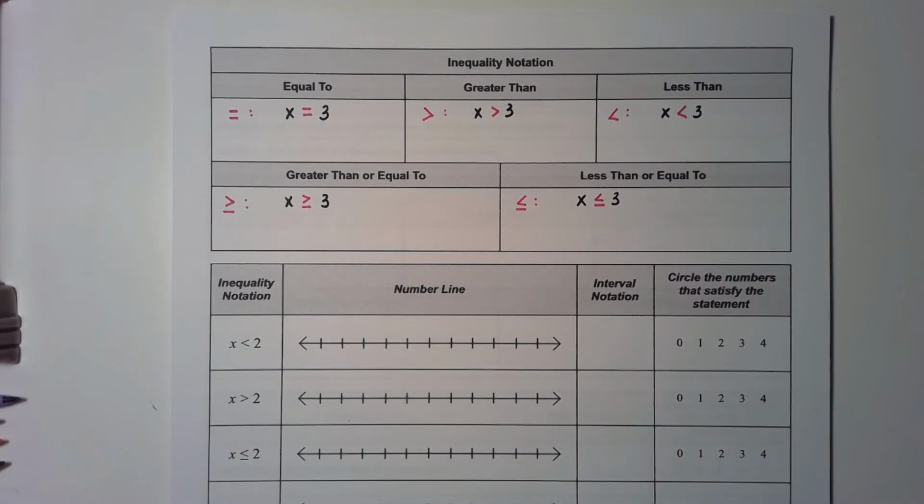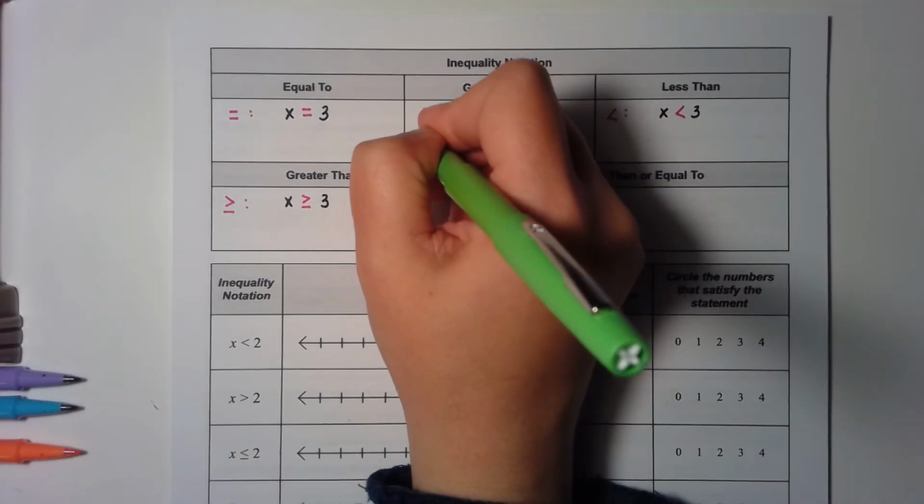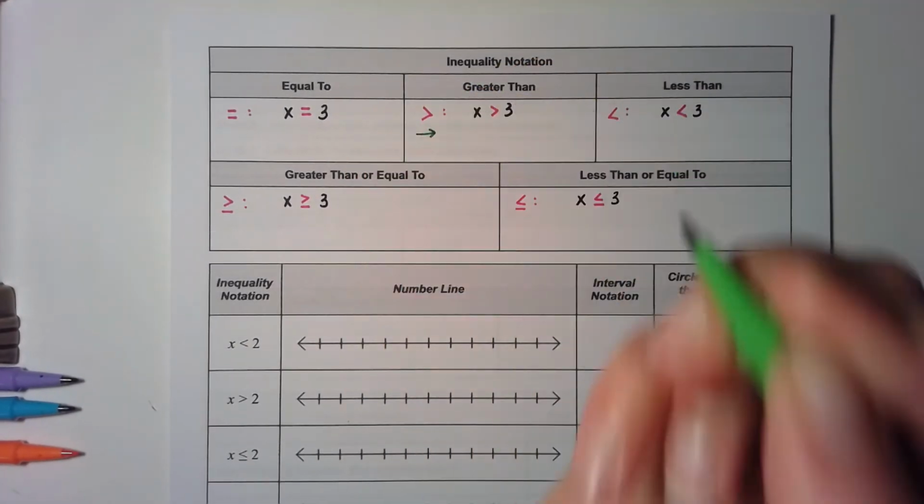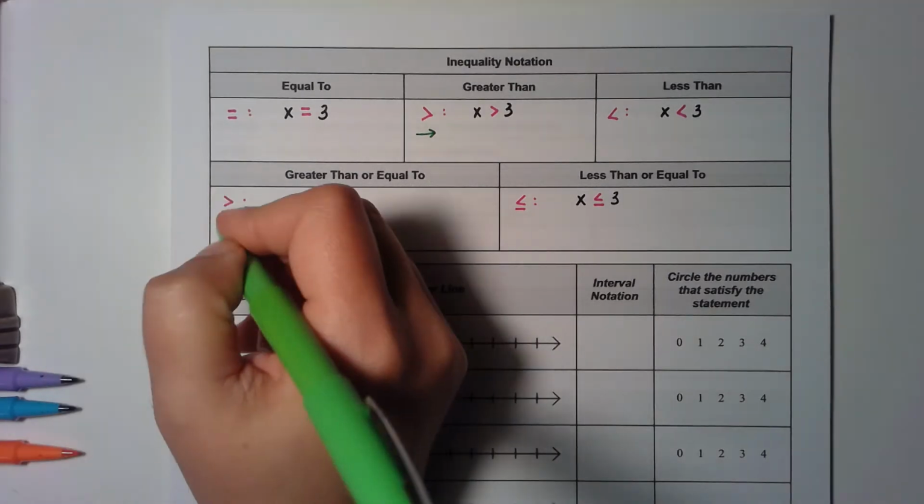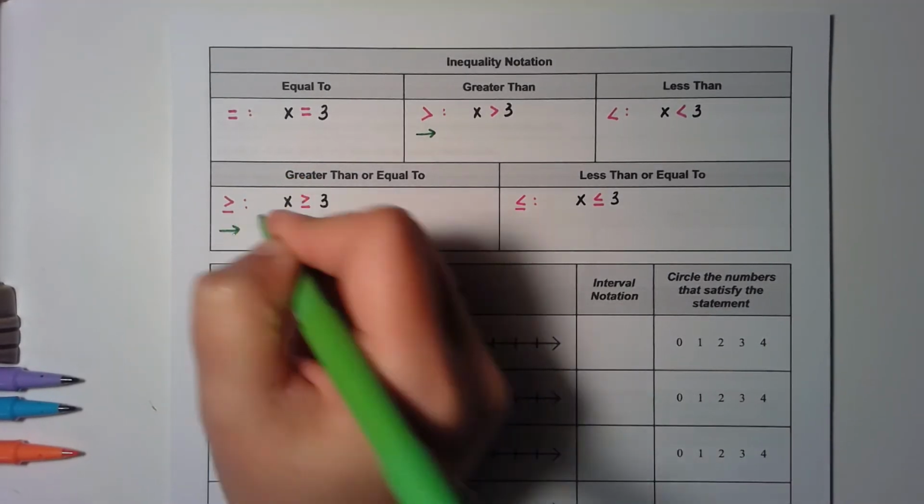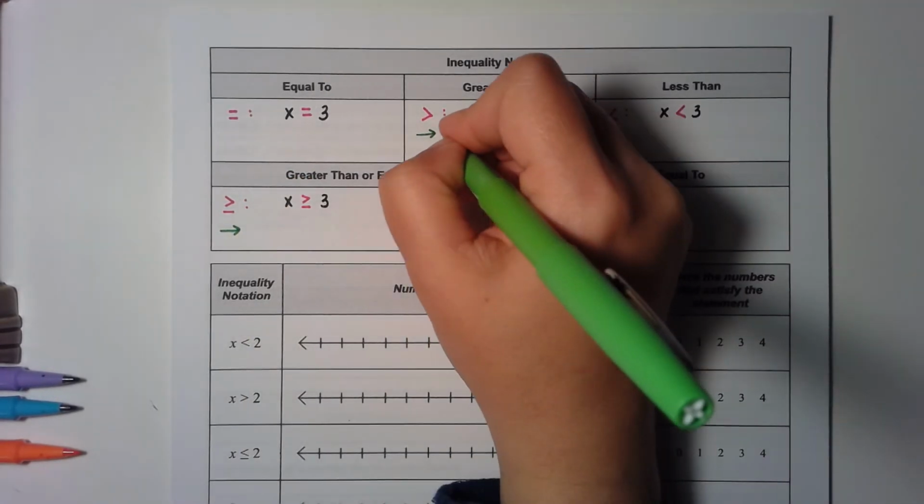Now, just like with inequality notation, we need to know how to represent this on a number line. So it's important to realize that on a number line, the numbers that are bigger are always on the right side of the number line, and the numbers that are less are always on the left side of the number line. What that means is that when you are shading on a number line, anytime you see a greater than, you're going to shade to the right. And that could be when it's a greater than or a greater than or equal to. You're going to shade to the right.